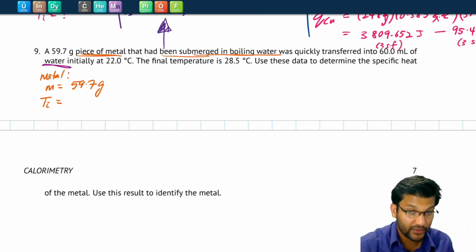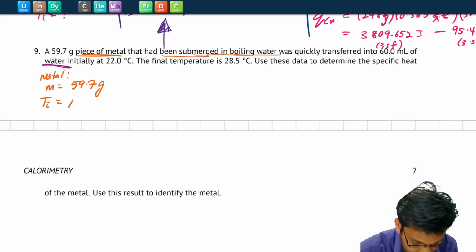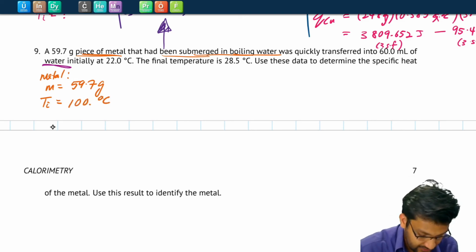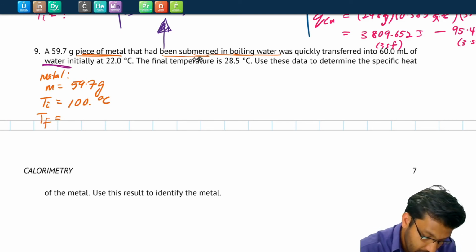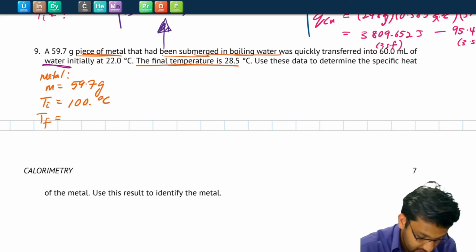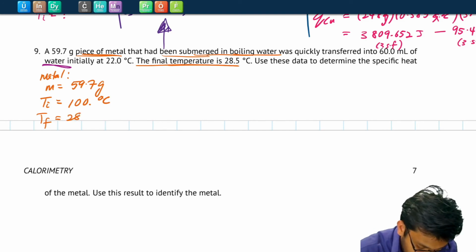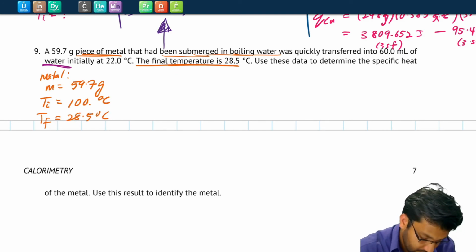If it was in boiling water, what's the initial temperature? Well, that's 100 degrees Celsius. We're going to use 100 exactly. And the final temperature, when everything has reached thermal equilibrium, is 28.5 degrees Celsius.